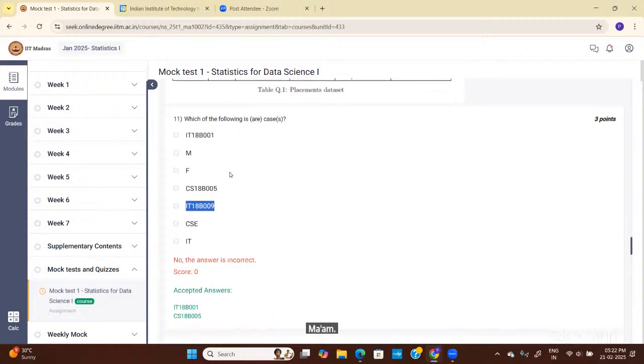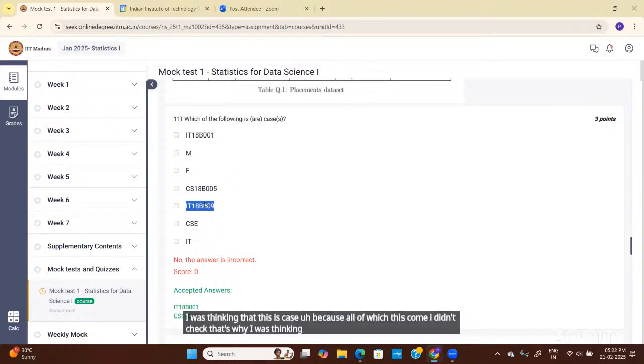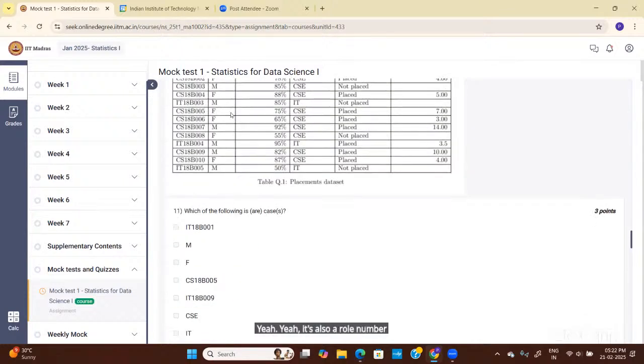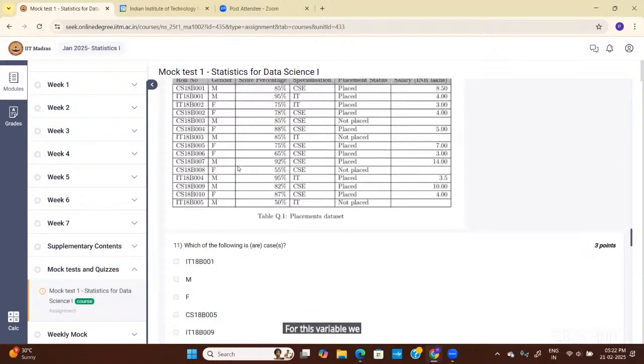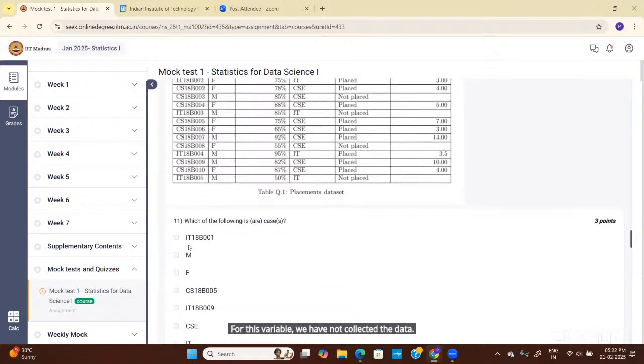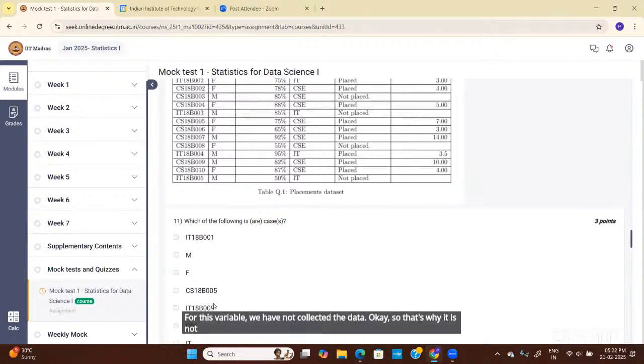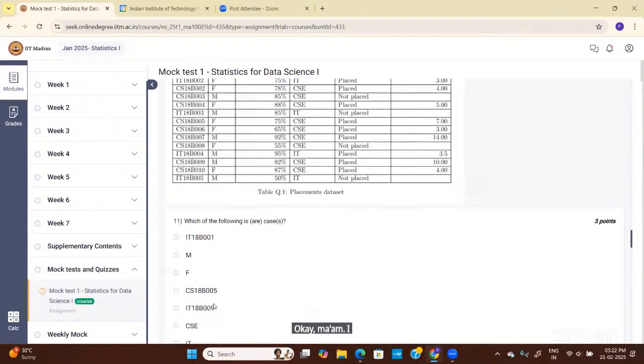Earlier, why was this not said to be a case? I made a mistake, ma'am. I was thinking that this is a case because it always comes like this. I didn't check. This looks like a roll number, and it is a roll number, but it is not included in the data set. For this variable, we have not collected the data. So that's why it is not a case or observation here. I also made a mistake here. Sorry.